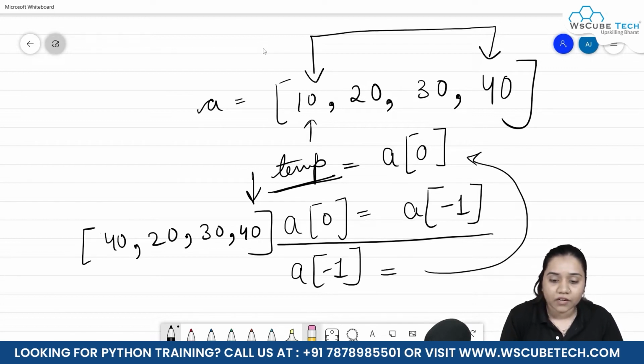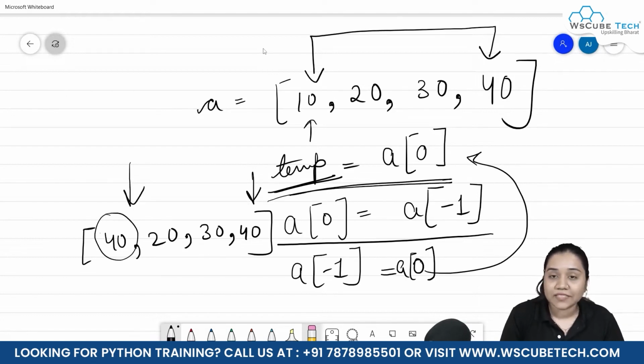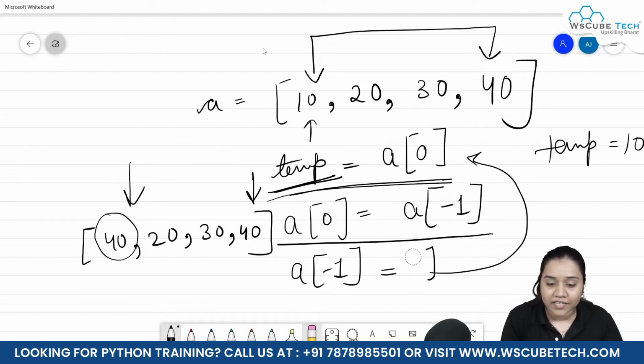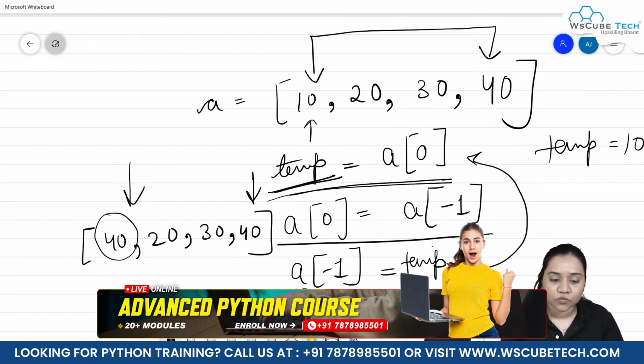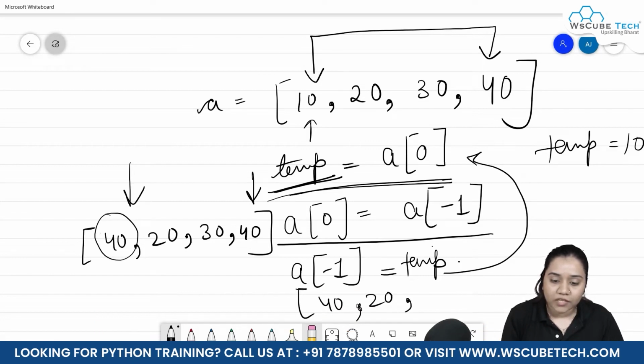That will be our A of 0. But if we write A of 0 over here, A of 0 right now is 40. But if you remember, at the start we did this procedure where inside the temporary variable we stored the value of A of 0. That means this temporary variable holds our 10 over here. That's why we use this temporary variable. So instead of writing A of 0 over here, we will be writing the temporary variable, which will give us a list which looks like this: 40, 20, 30 and 10.